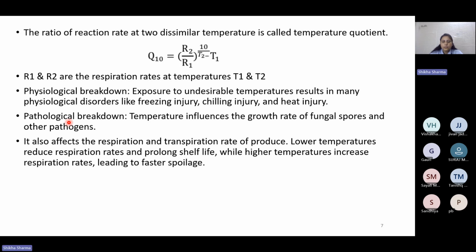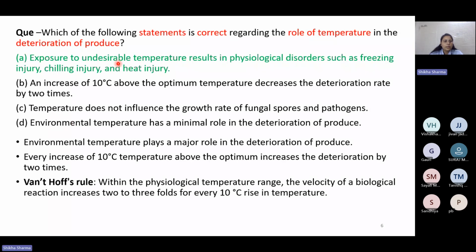This is telling about option A, which is correct: whenever there are undesirable temperatures, physiological disorders can happen in a food product, meaning freezing injury, chilling injury, or heat injury. So A is correct. B is not correct because it says decrease in the deterioration rate, whereas it should be an increase. Now the other two options, C and D.